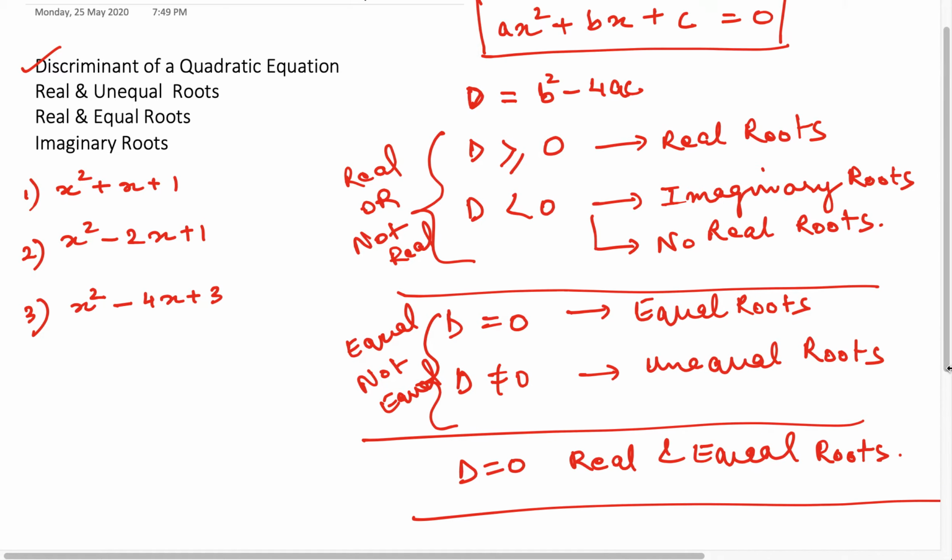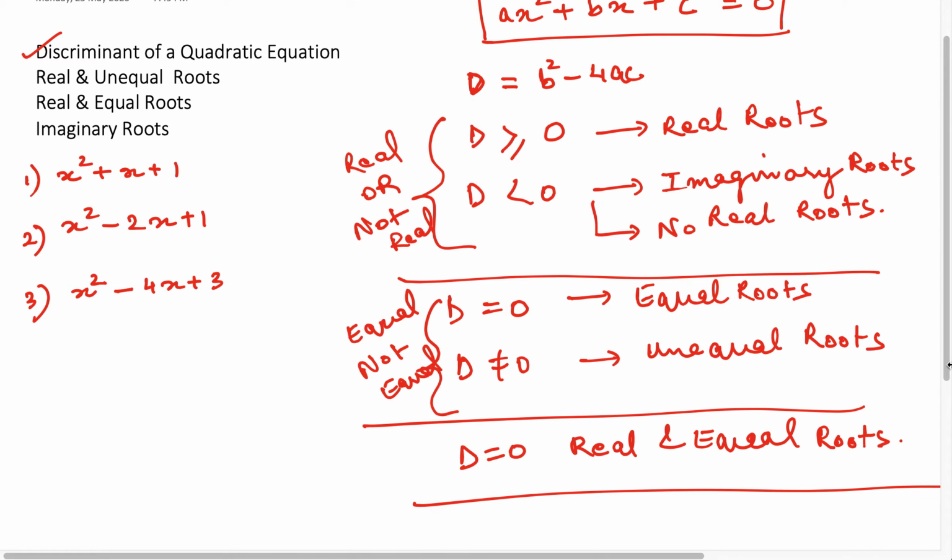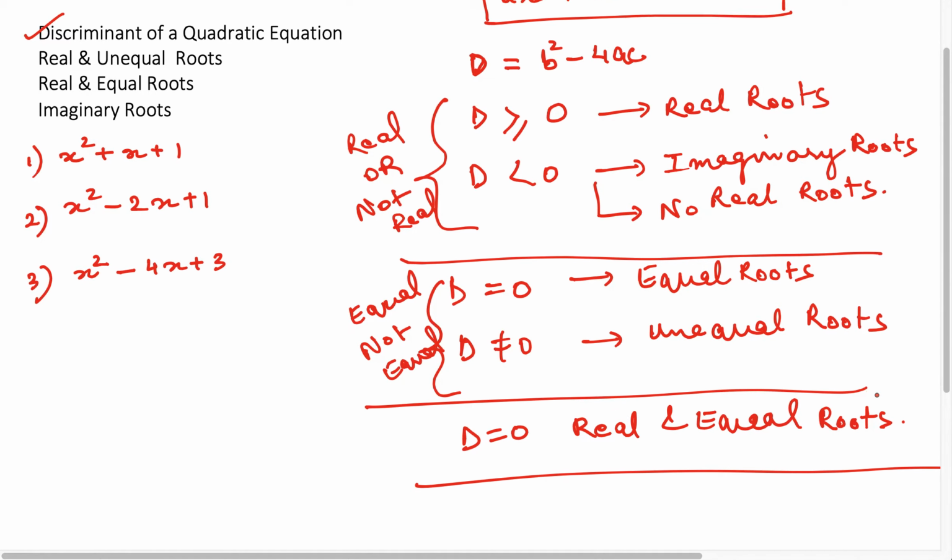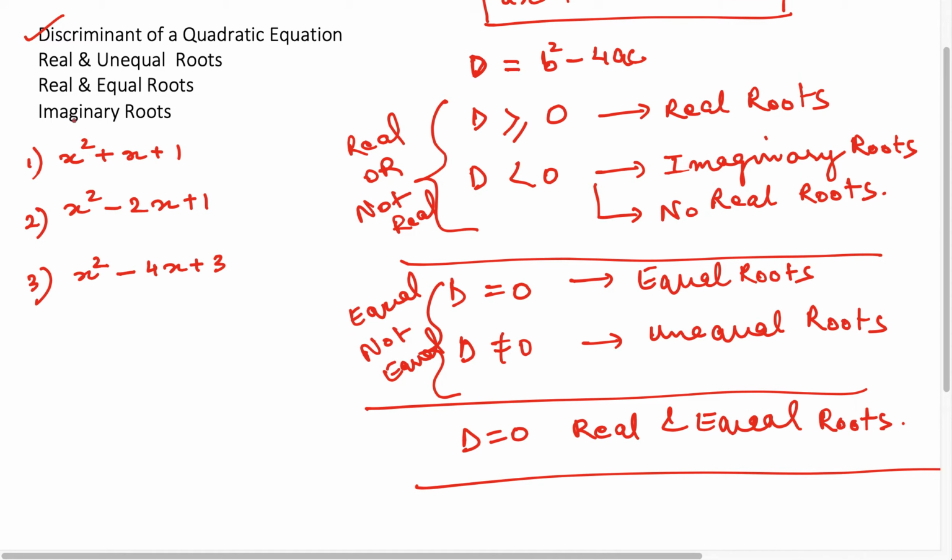The value of d decides whether the nature of the roots is real or unreal or imaginary, or equal and unequal. So now we have studied what is the value of d, the discriminant of a quadratic equation. We have studied what are real and unequal roots, real and equal roots, and what are imaginary roots. So if I combine these two cases, let us try and understand these values through an equation. Let's take the first question.